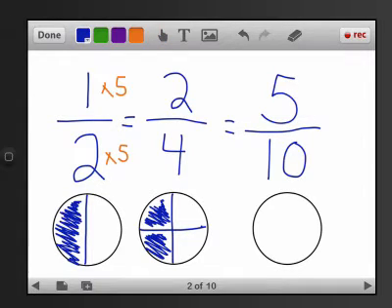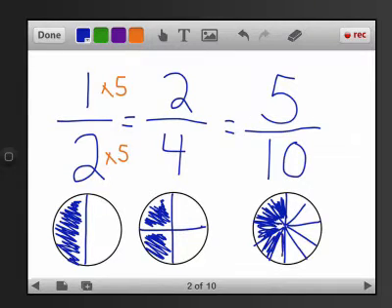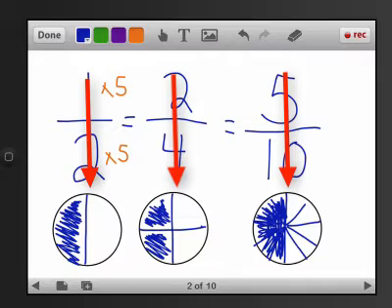I need to divide it into 10 equal sections. 1, 2, 3, 4, 5. 1, 2, 3, 4, 5. Now, of course, it's not the best. I'm just quickly drawing with my finger. How many am I going to shade in of those 10 sections? 5. So I'm going to shade in 1, 2, 3, 4, 5. So exactly half of my circle is shaded in.